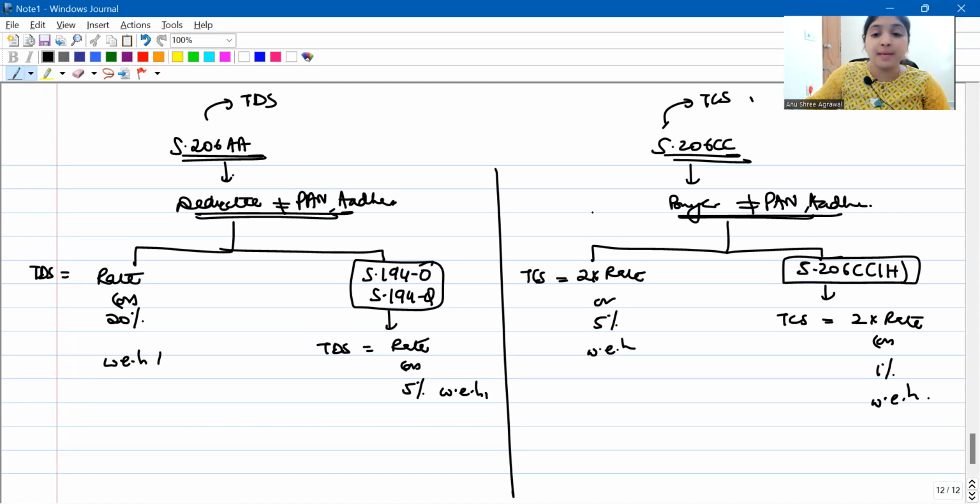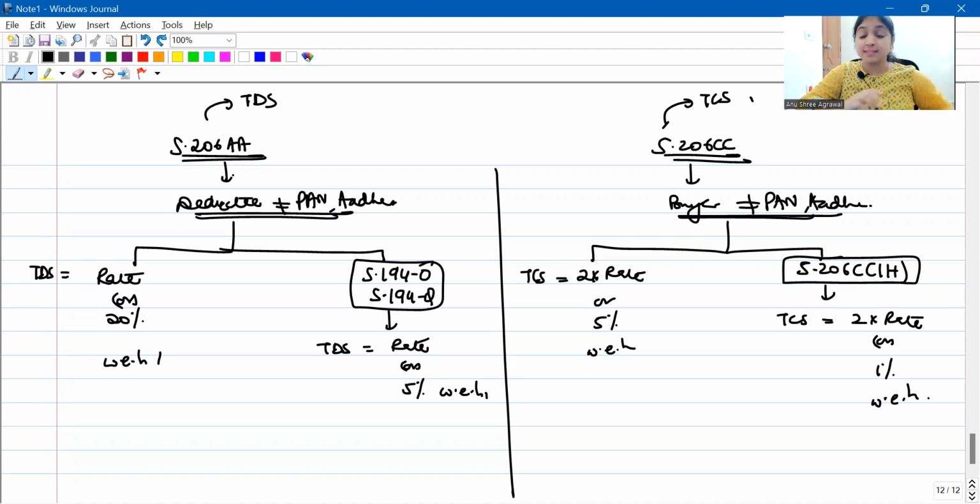So 206AA and 206CC talk about the consequences if you give neither your PAN nor your Aadhaar. The rate in TDS will be twice the rate or 20%, whichever is higher. In these two sections, 194O and 194Q, it is 5%, whichever is higher. If it is 206CC, then 2 times the rate or 5%, whichever is higher. But if it is 206C(1H) TCS we're talking about, then 2 times the rate or 1%, whichever is higher.